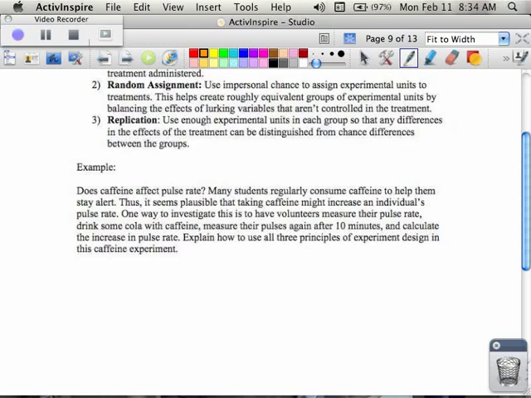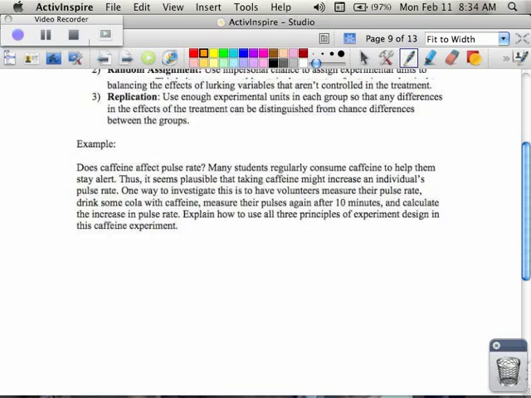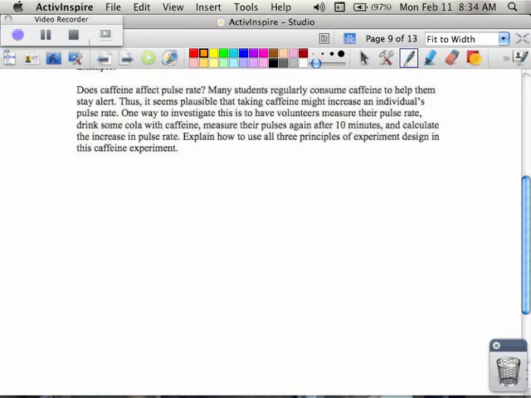And number three is replication. You want to have enough experimental units so that any differences in the effects can be distinguished from chance differences. So for example, does caffeine affect your pulse rate? Many students regularly consume caffeinated products to help them stay alert. It seems plausible that taking caffeine might increase your pulse rate. One way to investigate is to have volunteers measure their pulse rate, drink some cola with caffeine, measure pulses again in 10 minutes, and calculate the increase in your pulse rate.